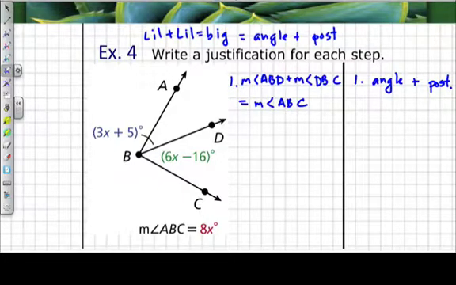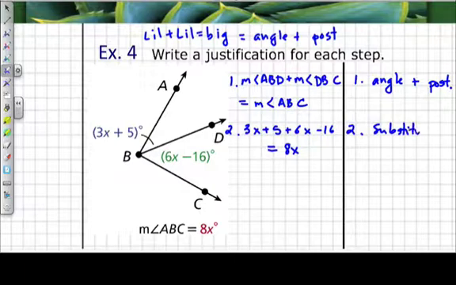Beautiful. Now let's plug in those values. We'd say 3x plus 5 plus 6x minus 16, I really wish I had more room here, is equal to the whole big angle, which is 8x. So that's substitution because we substituted those values in.